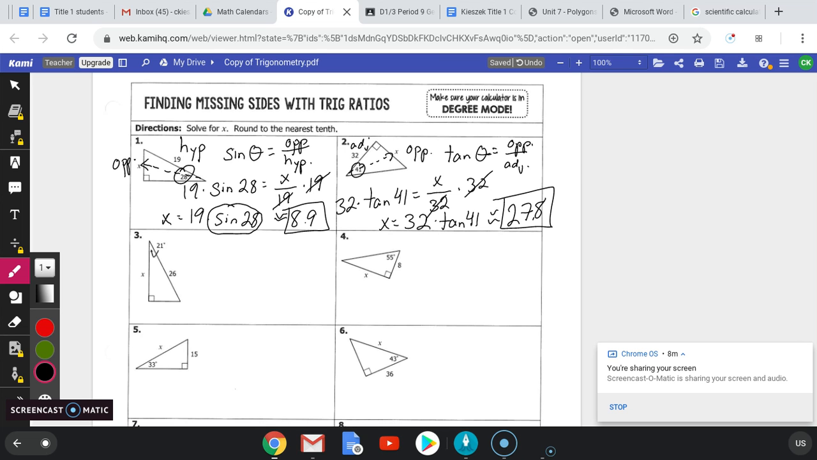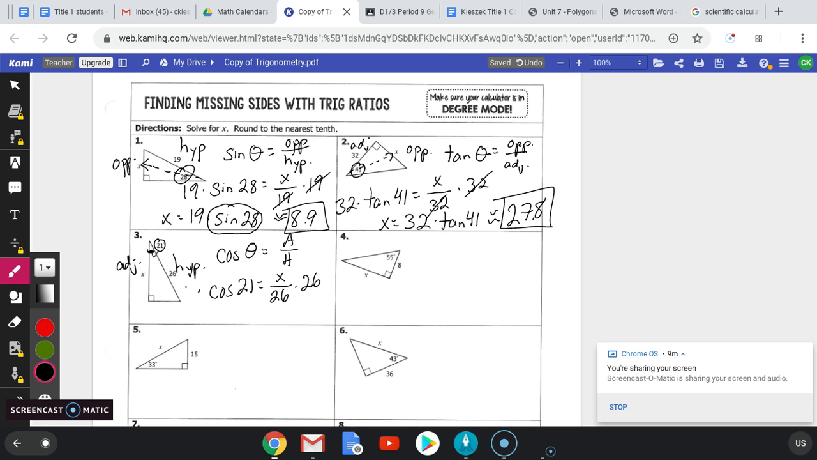Now let's look at number 3. The 21 degrees is right here. What is the relationship of the sides with that angle? This is the adjacent side. This is the hypotenuse. So now, what trig function do we use that deals with adjacent and hypotenuse? It's cosine. So cosine theta equals adjacent over hypotenuse. Fill in the blank. Cosine of 21 equals x over 26.